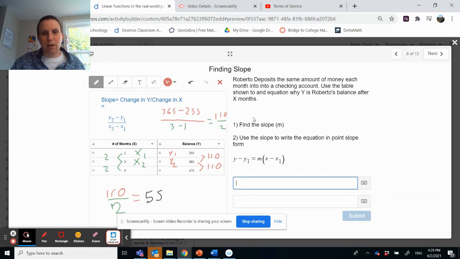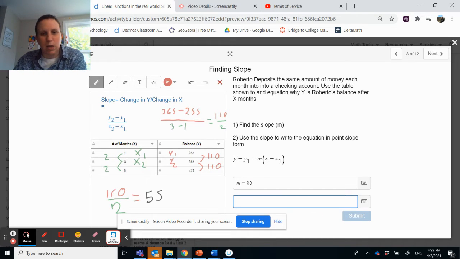So it says, find the slope, m. So m is the slope, so I'm going to write m just to remind myself of that because I'm going to use that in the equation next. It is 55. My slope is 55. Then down here, I'm going to substitute the numbers I have already identified here in the table and my slope m into this equation.